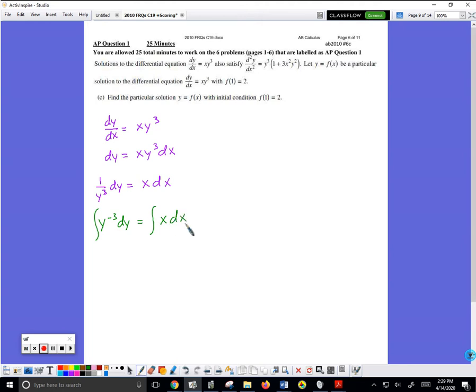If you get to this point, if you have this purple line, they will give you 1 point for correctly separating. To take the antiderivative, you can look at your golden notes. This is going to become y to the negative 3 plus 1 divided by negative 3 plus 1. This becomes x squared over 2. And then we have a constant. If you get that far, they will give you 1 more point.